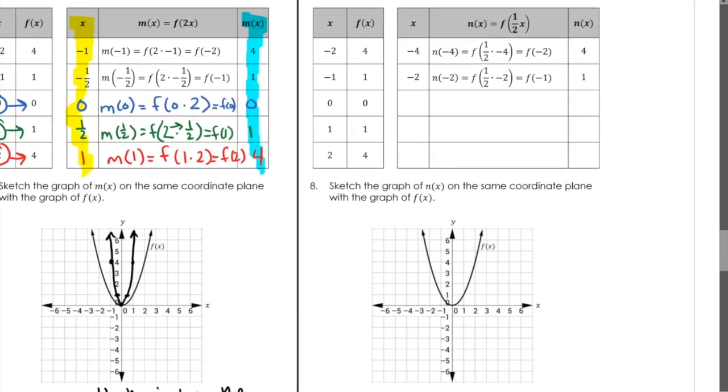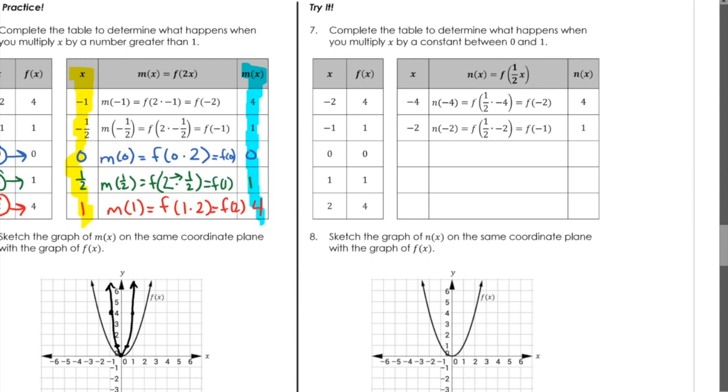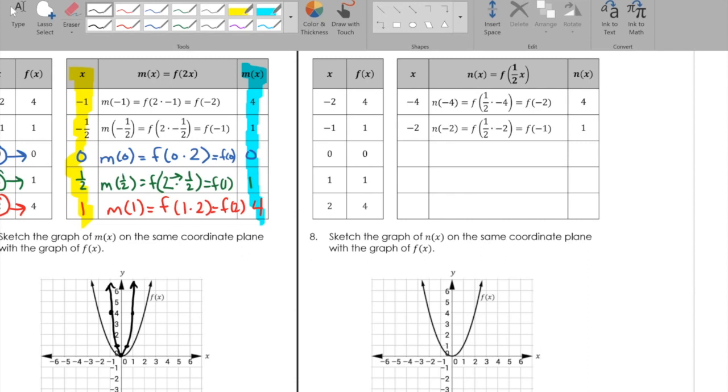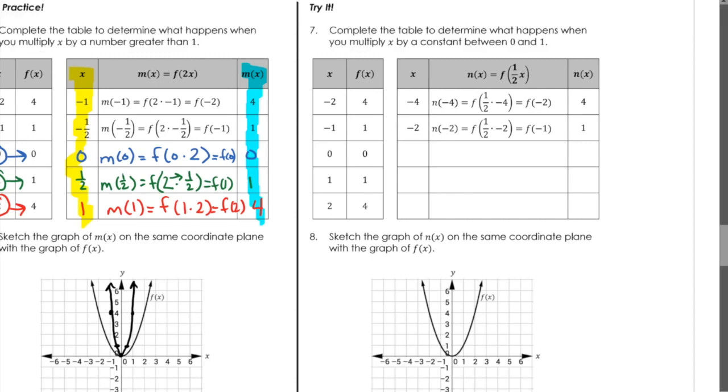Okay, let's go ahead and try the last one. Complete the table to determine what happens when you multiply by a constant between 0 and 1. So between 0 and 1, that's 1/2. So basically what it's saying is you're going to divide these numbers by 2. So if I do -4, -2, the next number would be 0. So this would be n of 0 equals f of 0 divided by 2. So anything divided by 0 is 0. So I look for that answer. That's 0. My answer over here would be 0.